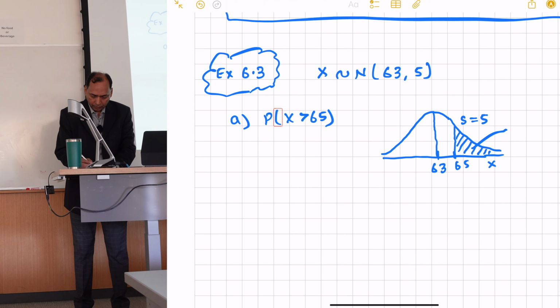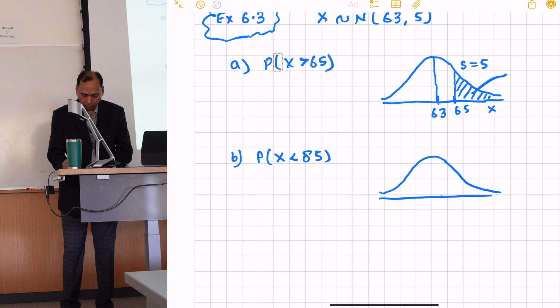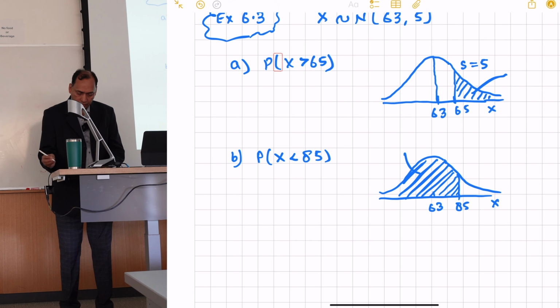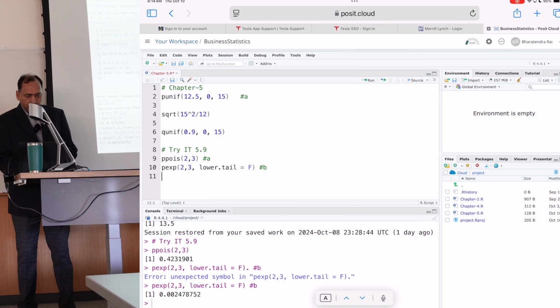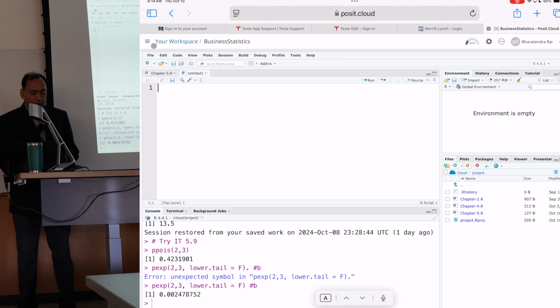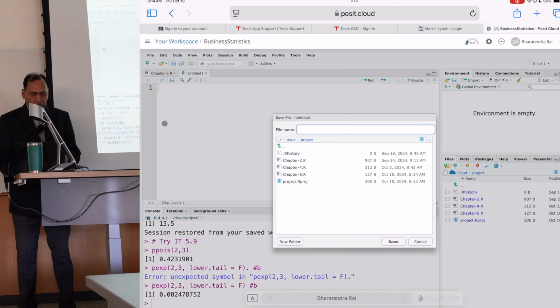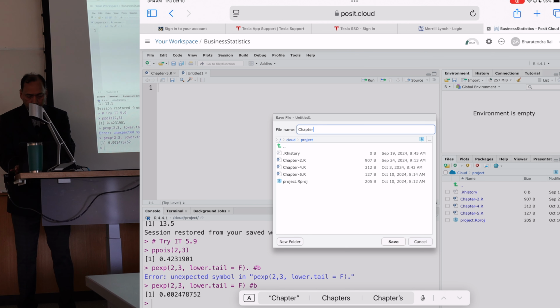I will do that very quickly, but let's also look at B. 85 may be somewhere here, and less than that means this area. So we are interested in this. Our standard deviation is still 5. Now to solve this problem, we can go to our friend R. While we are here, I'm going to create a new file. Go to File, New, R script, and then save as, because we are moving on to chapter 6 now. Chapter number 6.